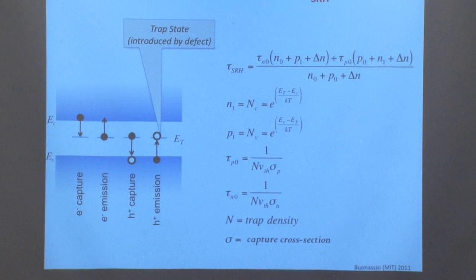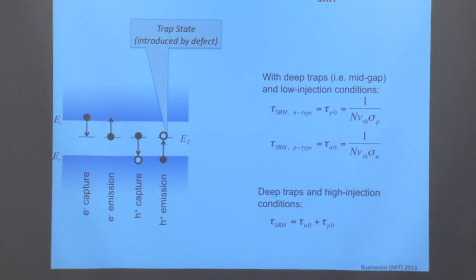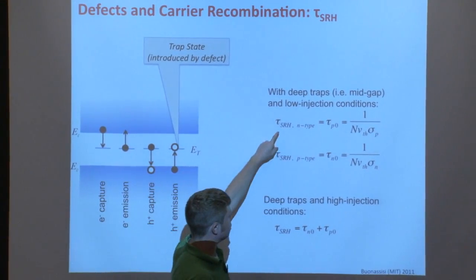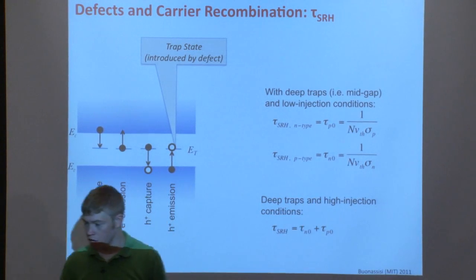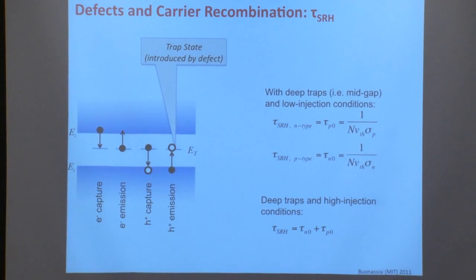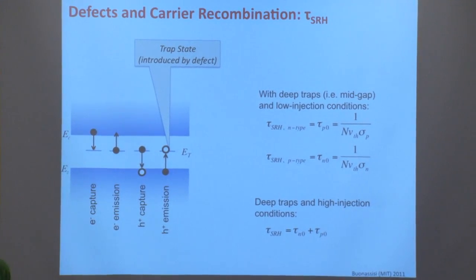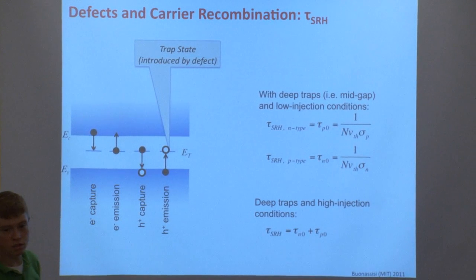And oftentimes under the right conditions, so with very, very deep traps, so traps mid-gap, under low injection, your Shockley-Read-Hall recombination is actually one of those 2 lifetimes. And it's a very simple equation. And under very, very high injection conditions, it's actually summing them up. And if you look in the previous slide, if you go to delta N goes to infinity, you can see that this becomes true. Joel?